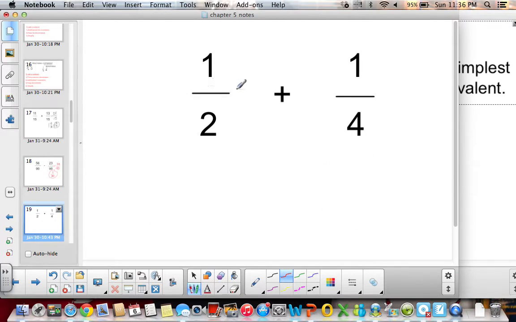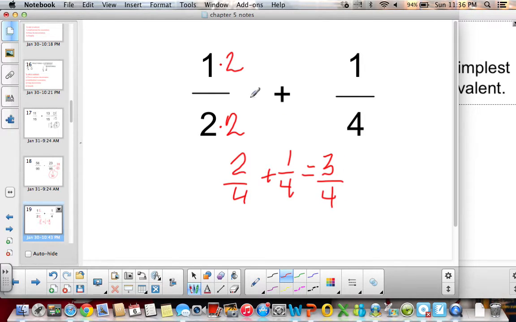If we have 1/2 plus 1/4, this time we have unlike denominators. So we need to find a common denominator first in order to add them together. I know that 2 can go into 4, so if I just change this to fourths by multiplying by 2, remember if I do something to the denominator, I have to do it to the numerator. So if I multiply both by 2, I would end up with 2/4 plus 1/4, and I would get 3/4. So 1/2 plus 1/4 equals 3/4.